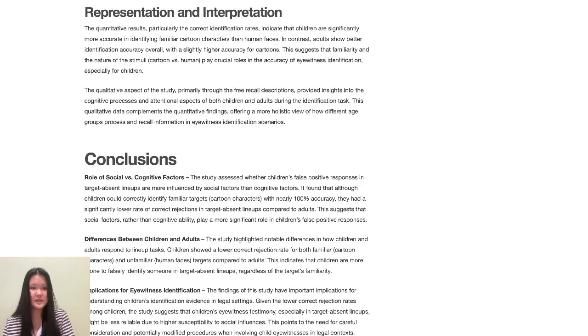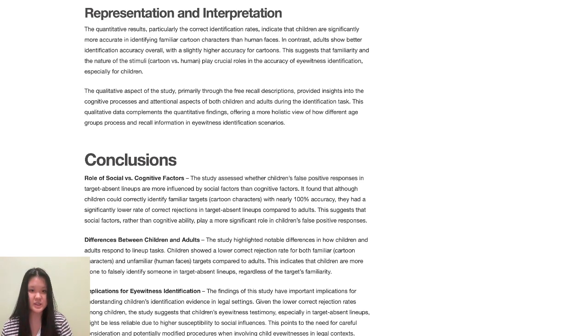The representation and interpretation. What we have to do is basically just analyze it. So the quantitative results, what do they show? Is it the identification response and the identification rate? What can you analyze from it? So you know the numbers, right? I'm not sure about the numbers.